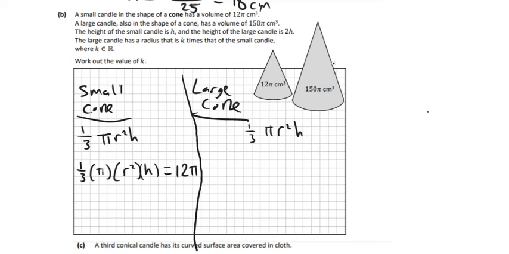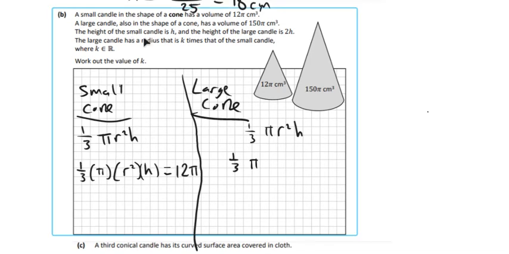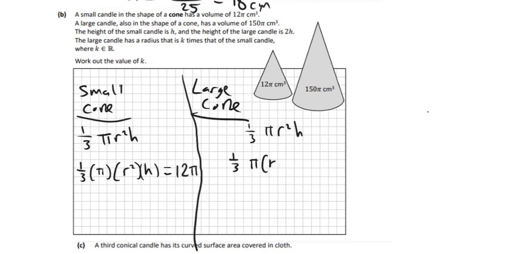Right, so let's keep these separate. The large one then, so it's going to be 1 over 3 pi, and then it tells us a little bit of something about the radius. It's k times that of the small one, so it's going to be k r squared. So the radius of the large candle is k times whatever the small one was, and then h, it's twice the small one, and the small one we called h, so we're going to call this 2h. And all that then has to be equal to 150 pi.